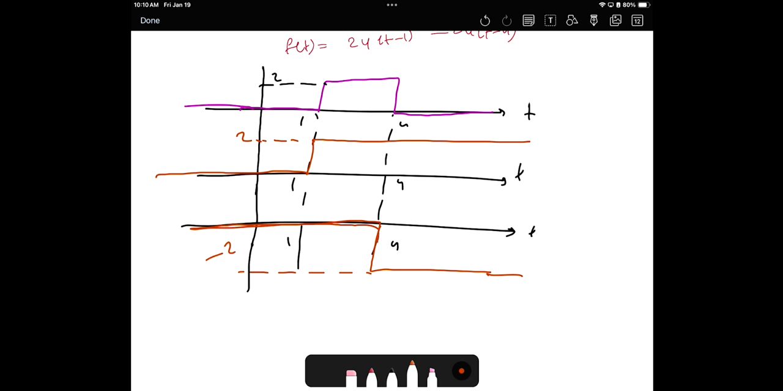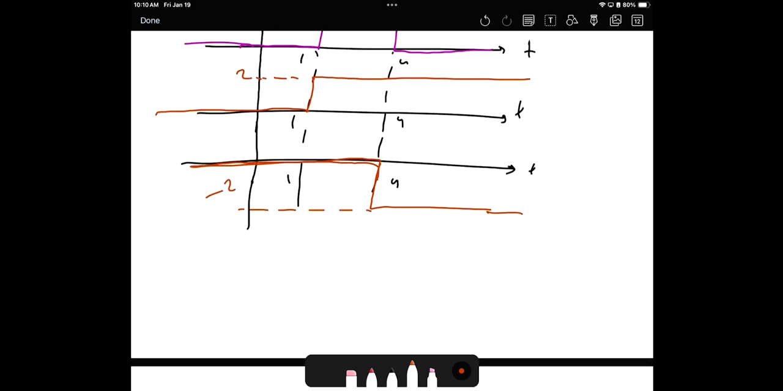Then when you sum them together, you will end up having this result. Okay, because 2 and -2 will cancel each other. So you can do it either in the waveform way, or you can do it in the equation like what we did before. So it's up to you. Okay?